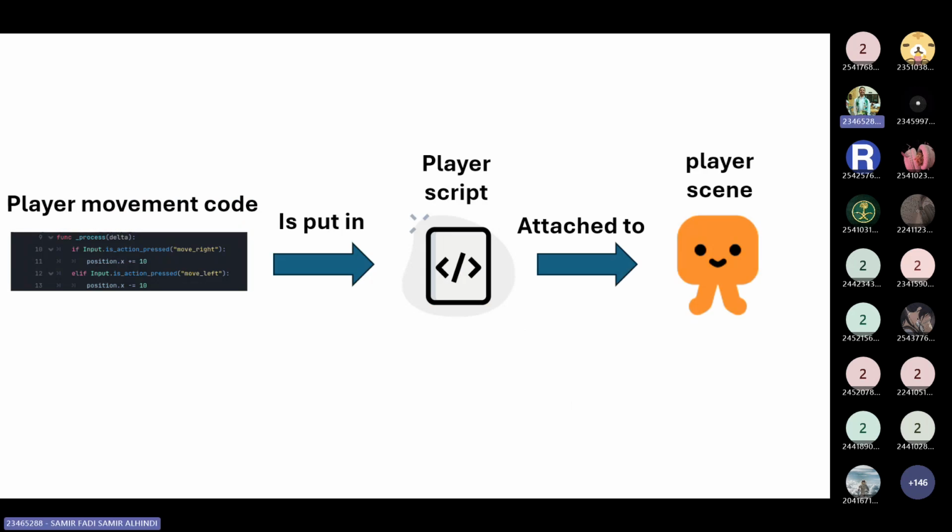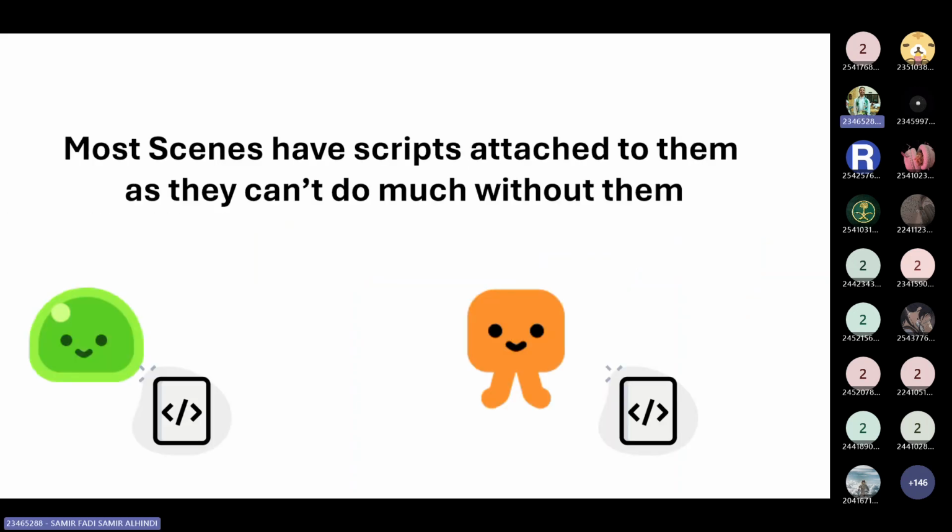So here we can summarize. We wrote the code, we put it in a script, and finally we attach it to the player scene. Like I said, most scenes can't do much, so we usually give them scripts. For example, the script that we attach to the enemy scene, the slime, is not going to have code for input, but code for following the player, getting the position of the player and following it, and then dealing damage to the player. So as you can see, it's different.